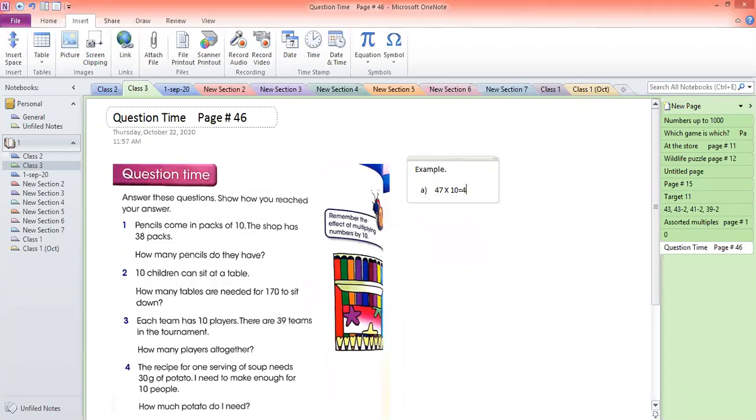Now, 47 multiplied by 10 is equal to, guys? Yes, 47 multiplied by 10 is equal to 170. Can you give us another example?